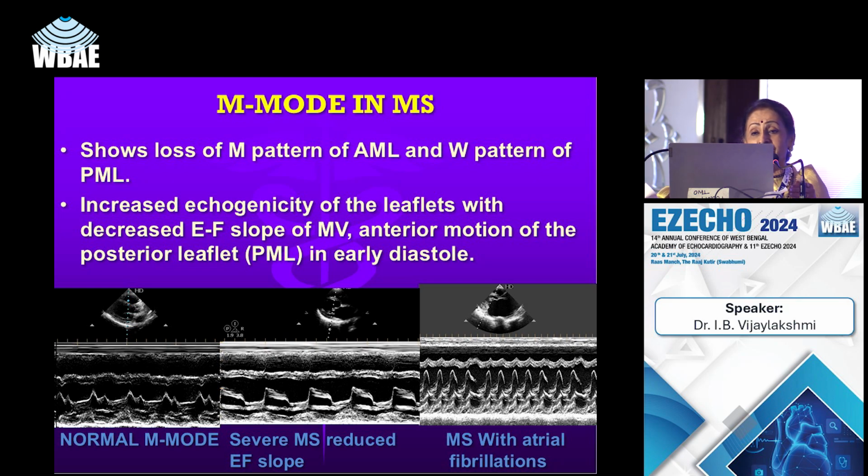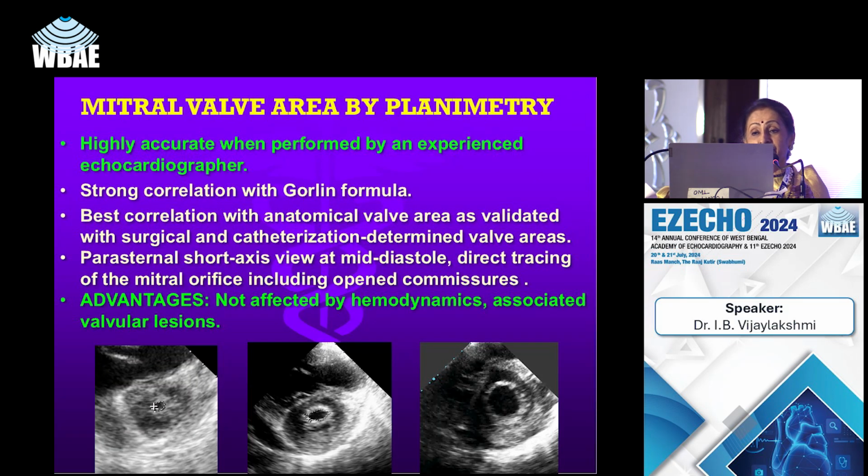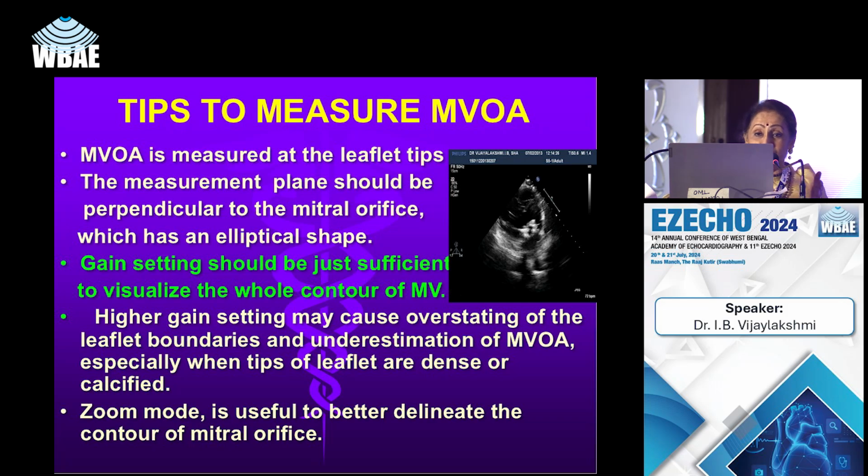Coming to the mitral valve area by planimetry, it is highly accurate when performed by an experienced echocardiographer. You can see, I have seen as small as 0.2 square centimeters. That means just 2 millimeter, and doing the balloon dilatation was so difficult. And this is how mild, moderate and severe are associated.